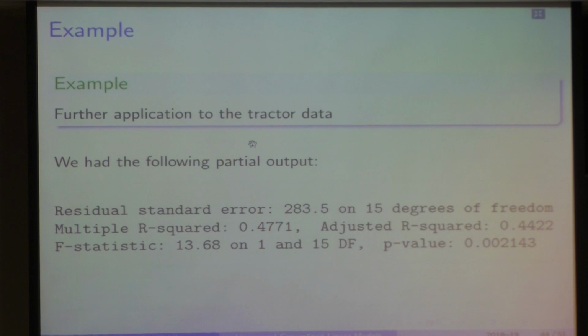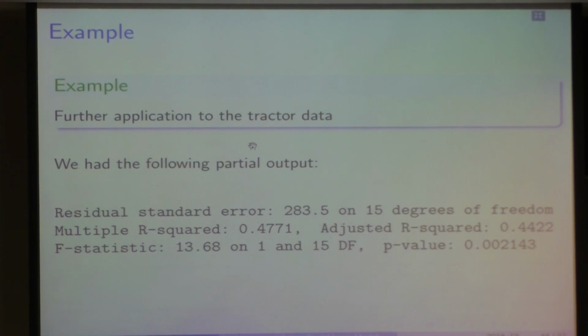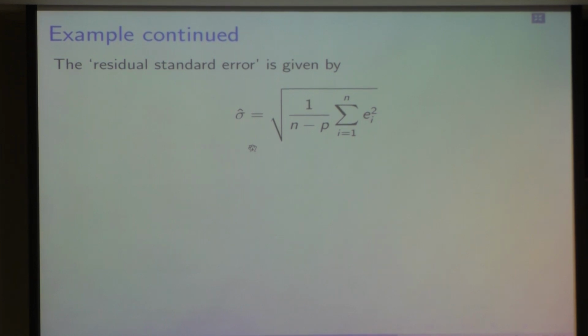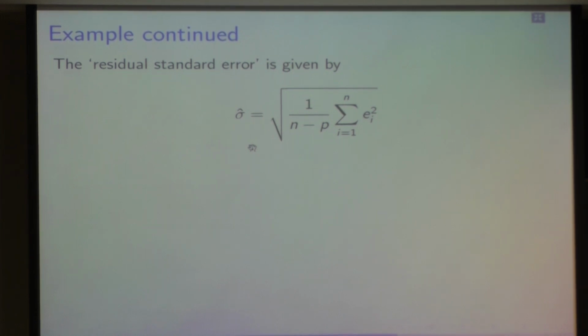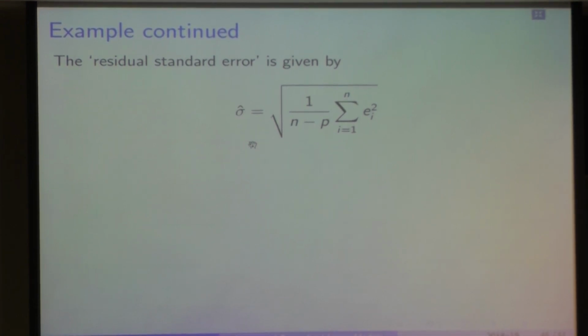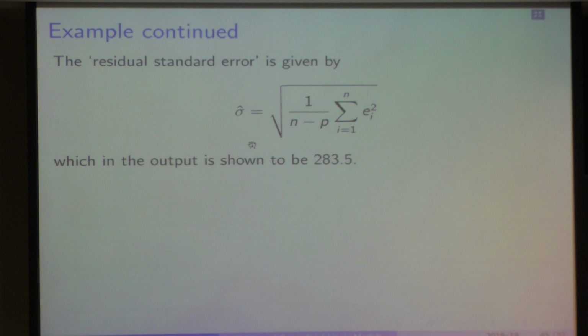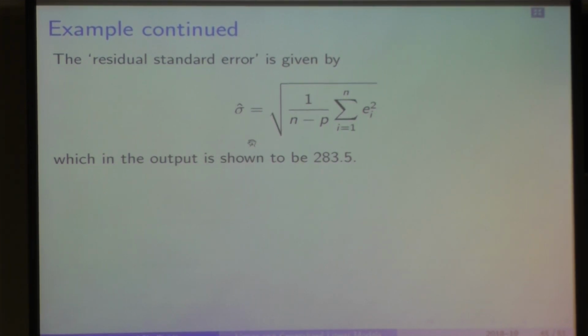Okay, so now I'm going to tell you what the residual standard error means. The residual standard error in that R output is sigma hat. So, a couple of slides back, I defined the square of sigma hat. Obviously, sigma hat itself is the square root of that. So it's the square root of the sum of the squares of the residuals divided by n minus p. So that is the residual standard error which appears in R. So the R output showed it was 283.5.